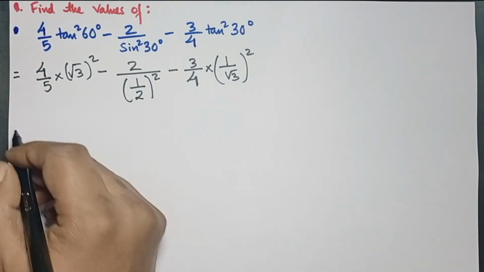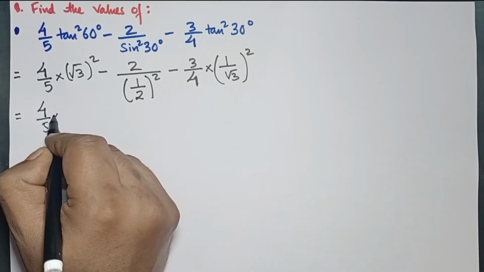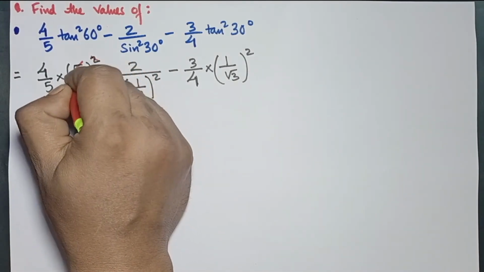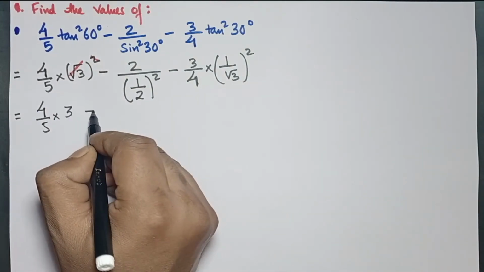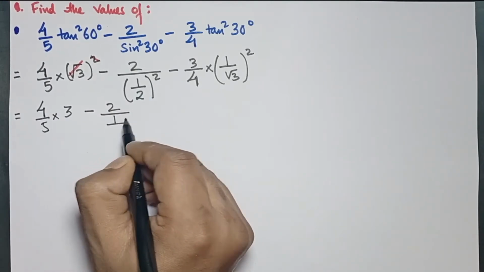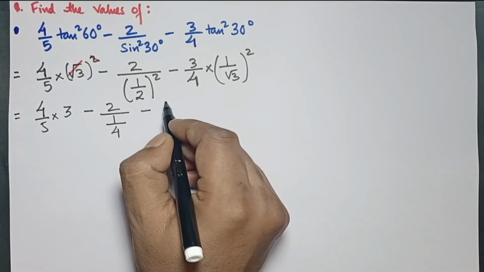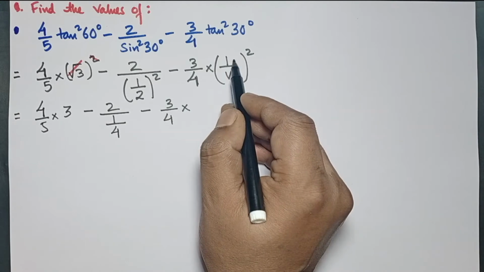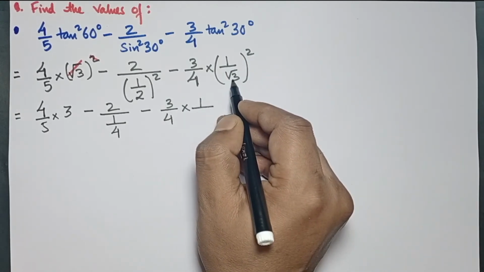Okay, now what you can do here is 4 by 5 into, so square and root will get cancelled, so I have only 3, minus 2. So you can see 1 square, 1 square is 1, 2 square is, 2 2s are 4, minus 3 by 4 into, now you can see 1 square, 1 into 1 is 1. What you can see here, root 3 square.